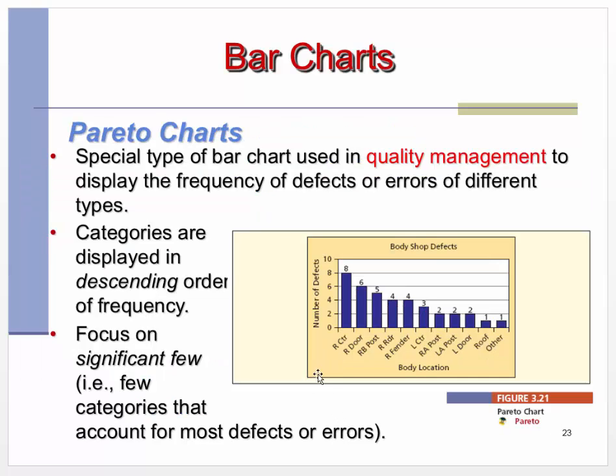We can also do some Pareto charts. That's a special type of bar chart that's used in quality management to display the frequency of defects or errors of different types. Like this one showing the body shop defects: right center, right door, I don't know what the RP post is, different parts of the body location and a number of defects. Using Pareto charts, you can identify the most frequently occurring problems with your parts, so you can focus on your way to improve the quality with that.